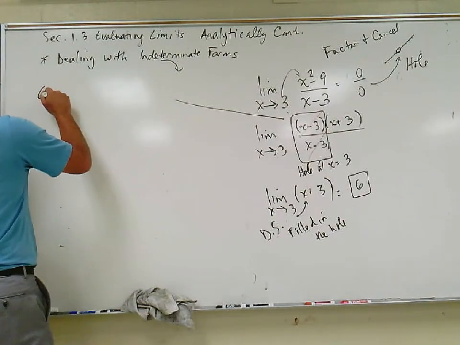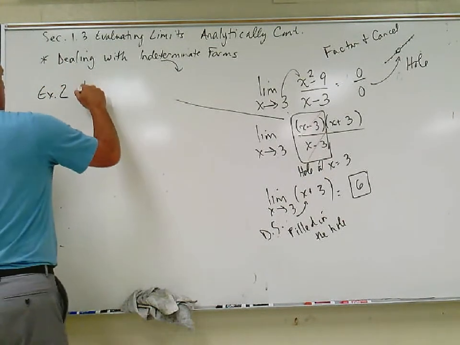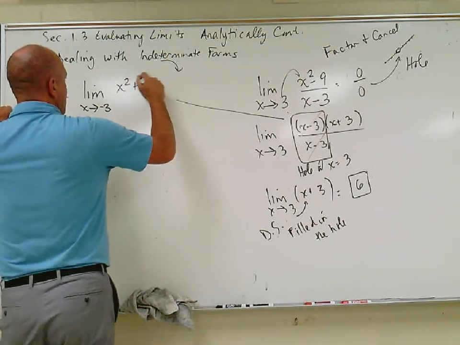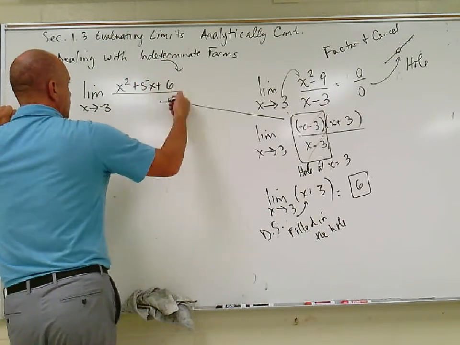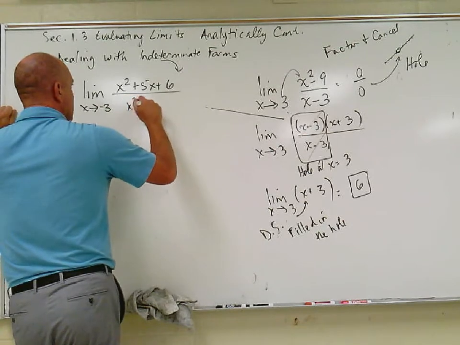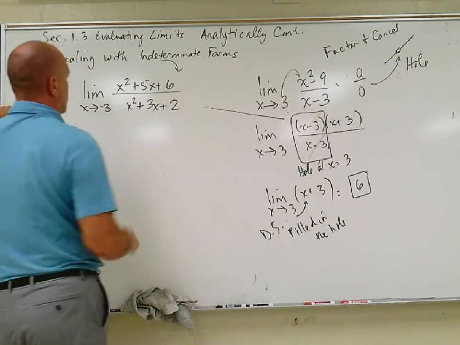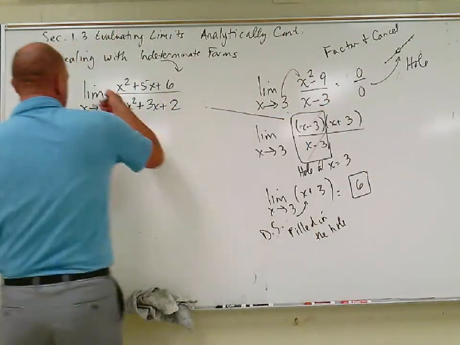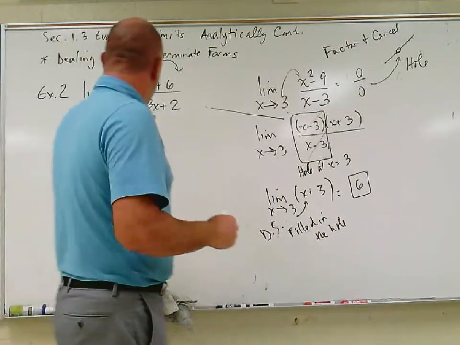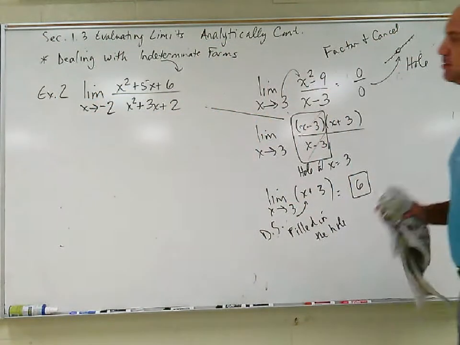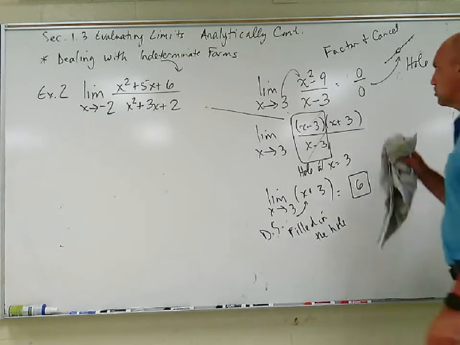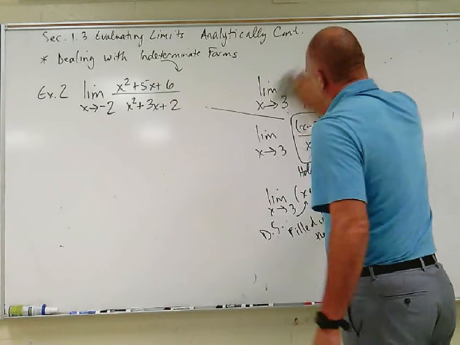All right, we'll call this example 2. That was essentially example 1. Limit as x approaches -2 of x squared plus 5x plus 6 over x squared plus 3x plus 2. Oh, I'm sorry, not -3, -2. I meant to put -2. All right, so try that one and see what happens. See if you can plug in your -2 and see if you can get an answer. You don't have to worry about drawing the picture.